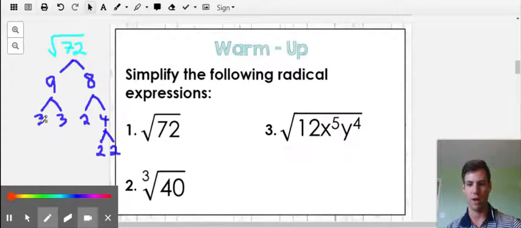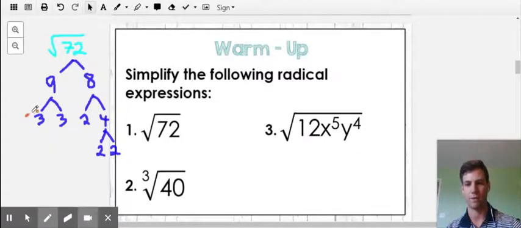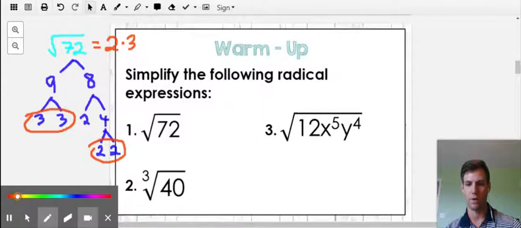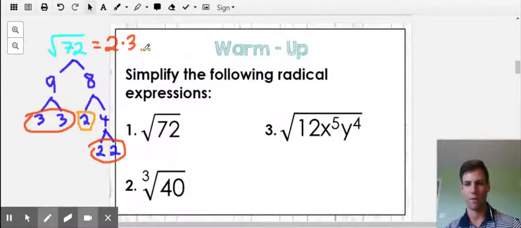So I'm looking for pairs of numbers that can go on the outside of a square root. I have a pair of 3s here and a pair of 2s here. So I know that on the outside of my answer, I'm going to have 2 times 3. And the 2 that I have left over is going to remain inside of the square root. So my answer for number 1 in this review problem would then be 6 times the square root of 2.